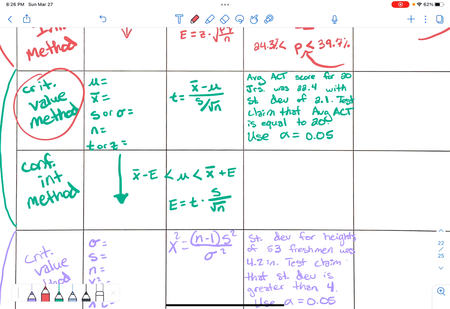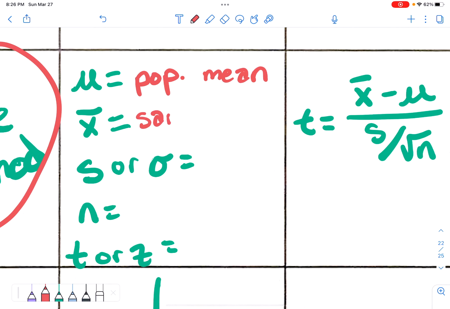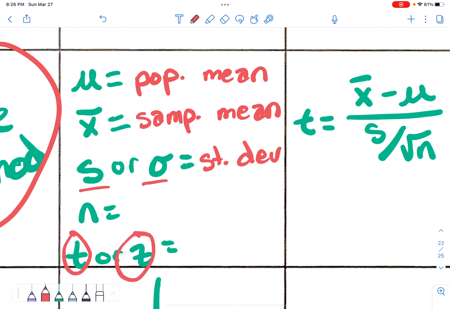So pause. I'm going to start with the variables. So mu is the population mean. X bar is the sample mean. And then depending on what we're given, if we're given S or sigma, both of those stand for standard deviation. Those things will help determine whether we use the T or the Z chart. If it's S, we use T. If it's sigma, we use Z.